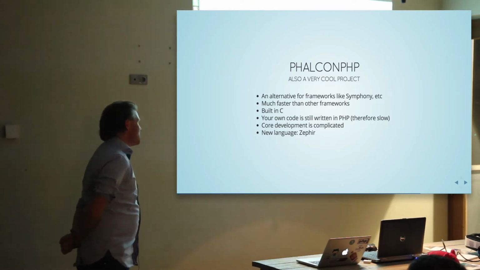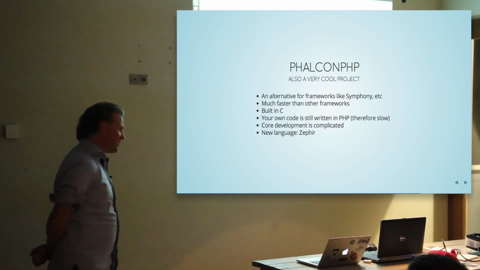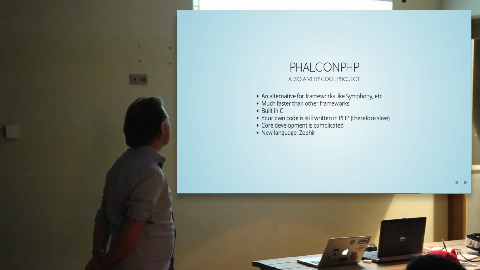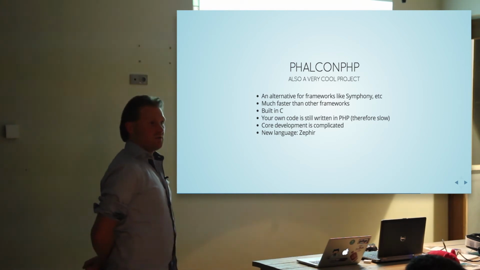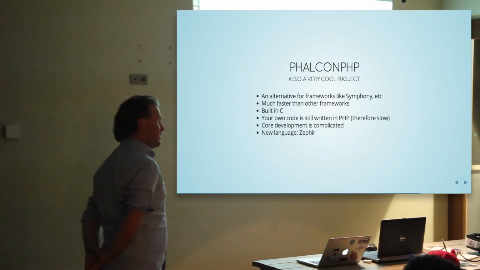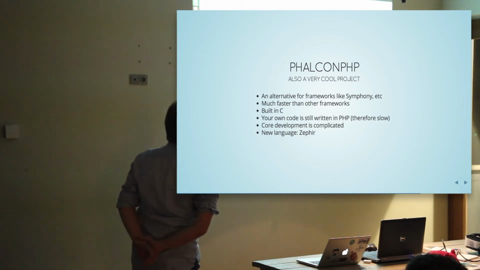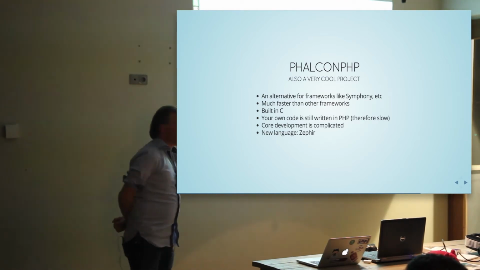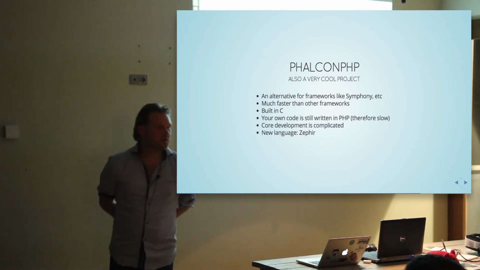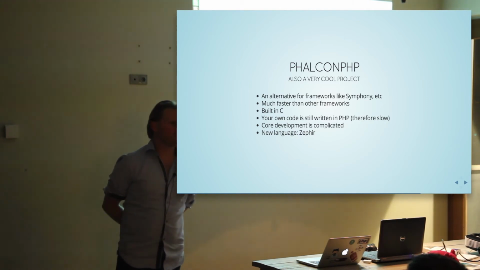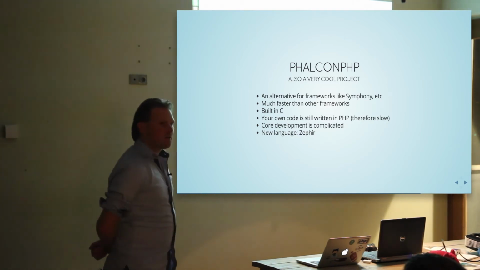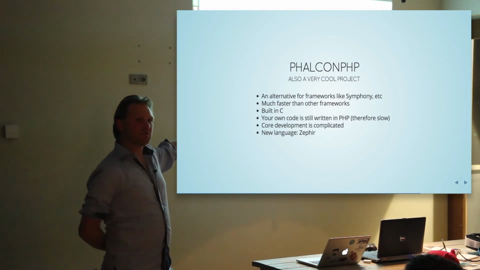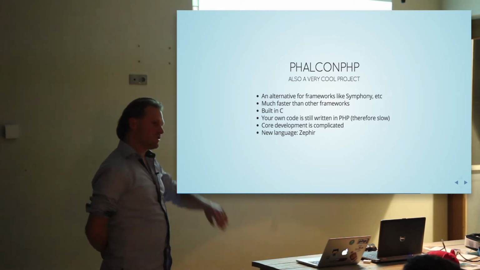So if you're ever in the position that you need to choose a framework, and should I choose Symfony, or Zend, or Cake, or Fuel, what should I use? Take a look at this project, because it is native. It's much faster. It takes a lot less memory, and it runs much faster than the other frameworks too. It was built in C. But if you're using that framework, you're still writing your own code in PHP. So if you're making a complicated algorithm and you're using Falcon PHP, the framework will be fast, but your own code will still be slow.